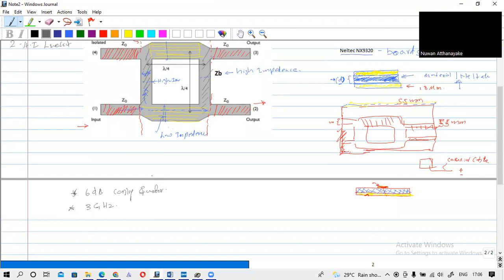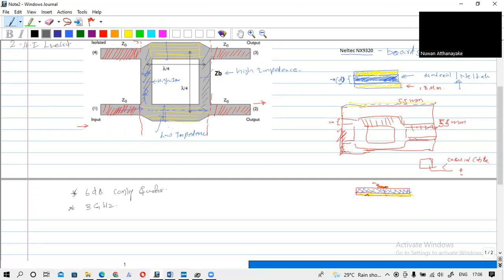So what is coupling factor actually? Coupling factor means, this is the input, this is the input power.